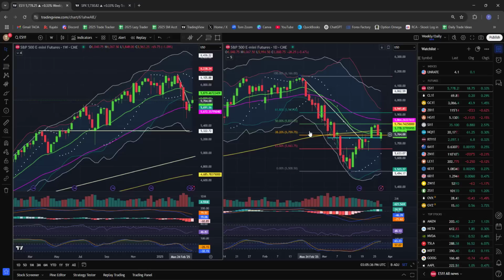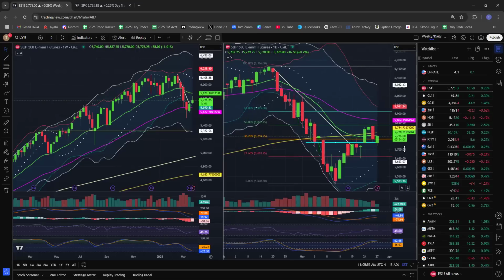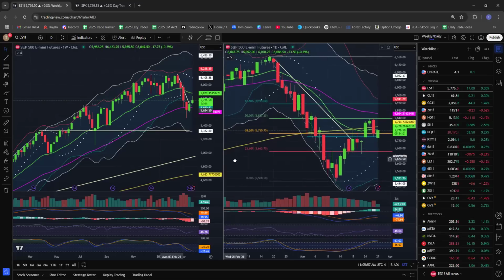If we look at the daily, we talked about this the other day, drawing the fibs from the previous high back on February 19th, all the way to the lows on March 13th. Looking at those fibs, it's a little hard to read because there's a bunch of stuff on here, but I'm trying to make it as clear as possible so that you can see it.